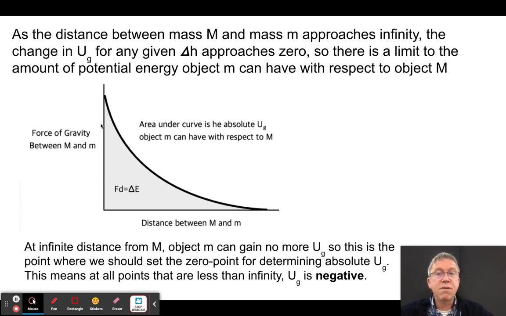So this is force. Force goes down as the square of distance. This is the distance. So if I multiply force times distance, that's work. That's the change in mechanical energy. In that case, this is the amount of potential energy it's gaining. We're going to get a graph like this.